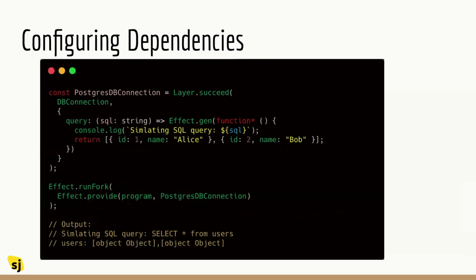And then the way I configure it, meaning how I link the interface to the implementation, is that I use these little helpers called layer, where I say database connection, and then I specify the implementation. Here I'm doing nothing really. I'm just console logging the SQL. And let's just say we're actually calling Postgres, right? Now, when I run the program with the provided implementation, now it's going to work.